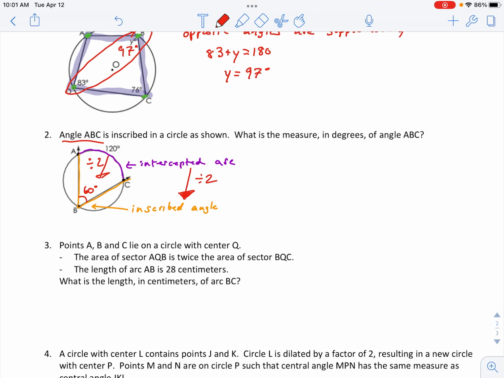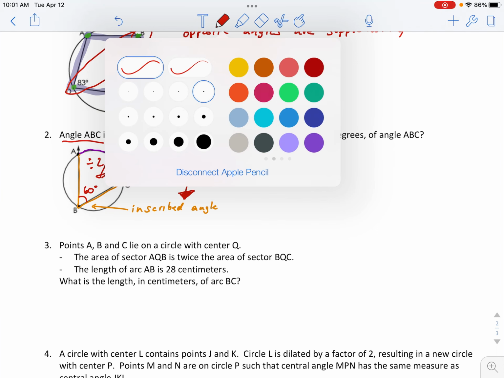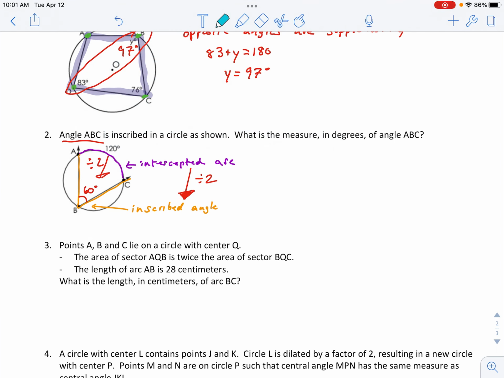These next ones are hard unless you draw a picture. If you draw a picture, it will become tremendously easier. All right, so points A, B, and C lie on a circle with center Q. So let's just draw that. Some random circle, center Q, and A, B, and C all lie on it.